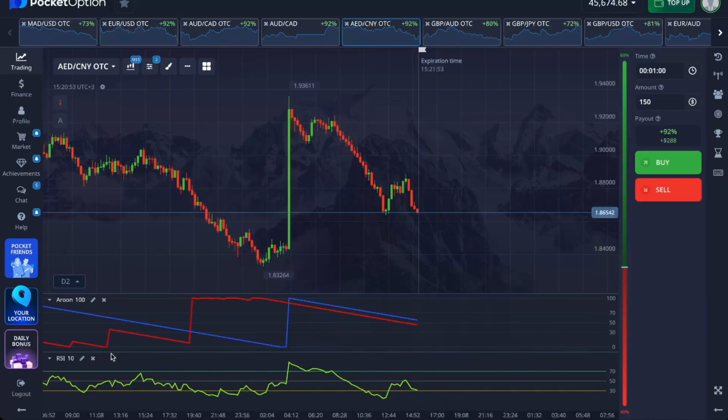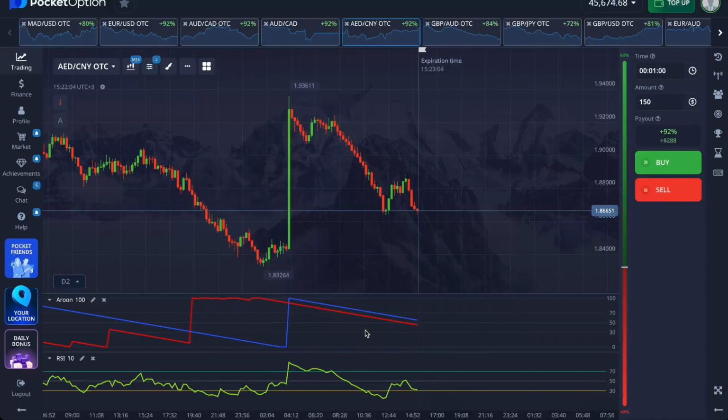Now let's move on to the RSI indicator. This is a very well-known old indicator, a fundamental, so to speak, indicator of technical analysis. It shows the ratio of positive to negative price changes. It was developed by Wilder Jr. in 1978.